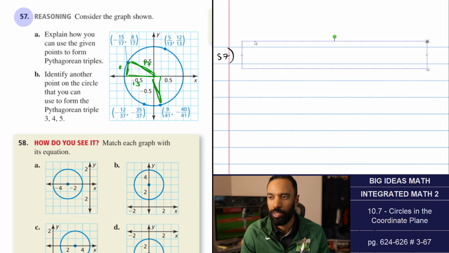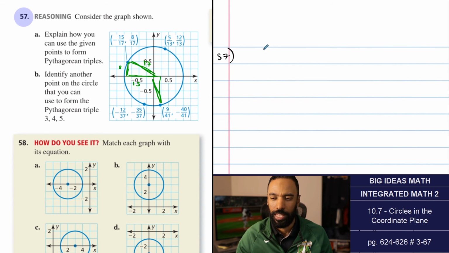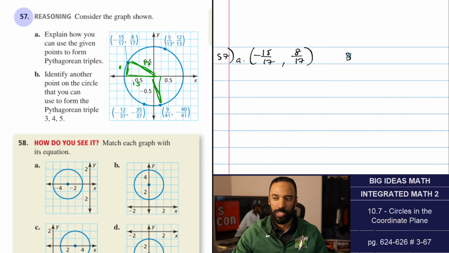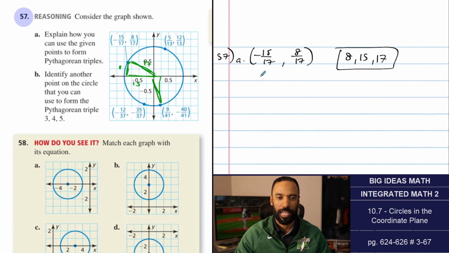So for that first one, this negative 15 over 17, comma 8 over 17. This Pythagorean triple is an 8, 15, 17. 17 being the hypotenuse, we divide by those things, that works out. That's one of them.